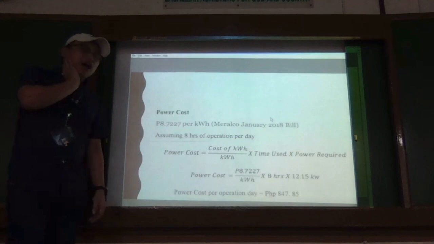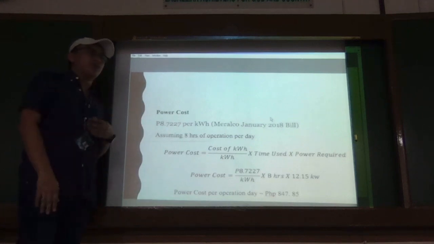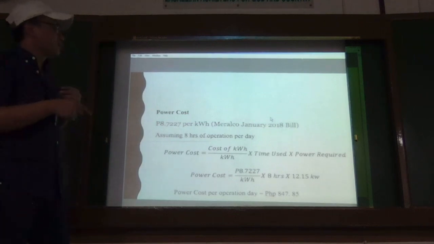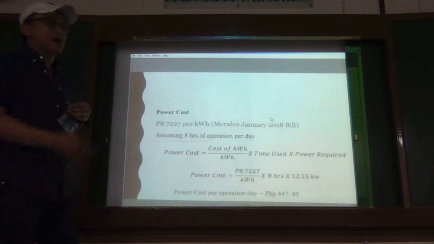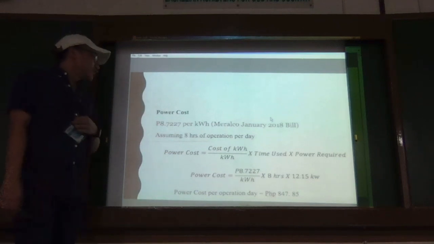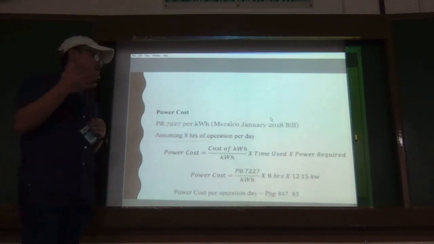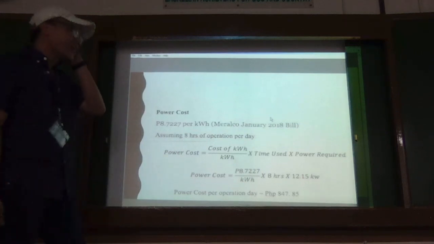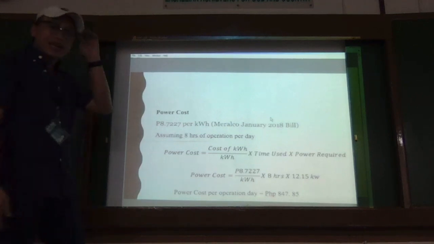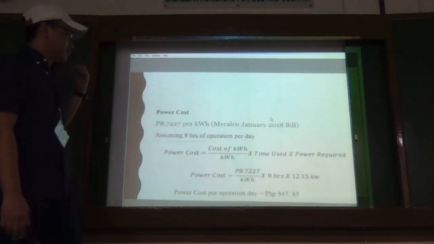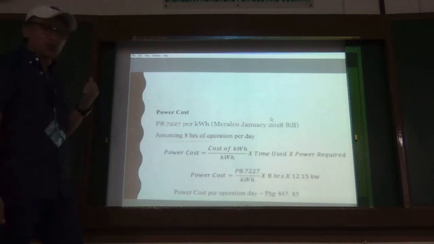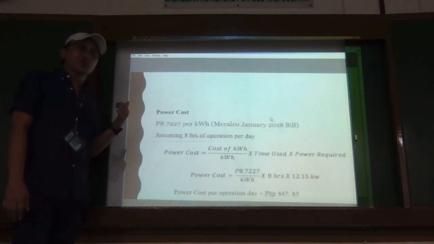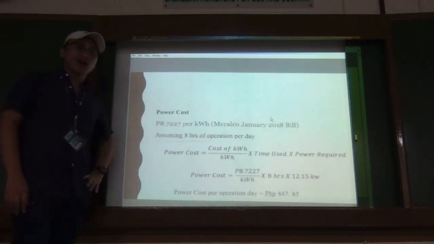Now that we know how much building this bioreactor tank will cost, we get to the computation for the operating or power cost. As our basis, from our January 2018 Meralco bill, we have seen that every kilowatt hour costs us 8.72 pesos. We will be assuming that our bioreactor plant is operating for at least 8 hours a day.